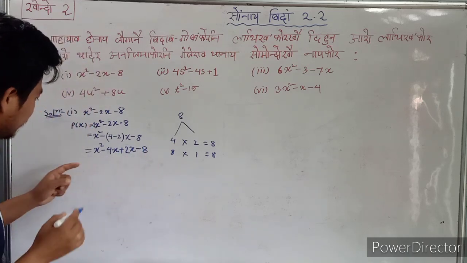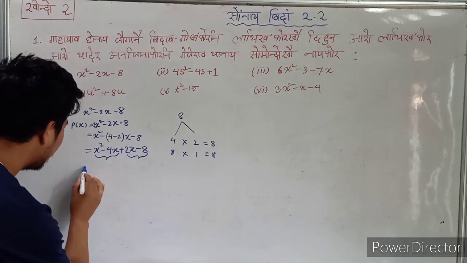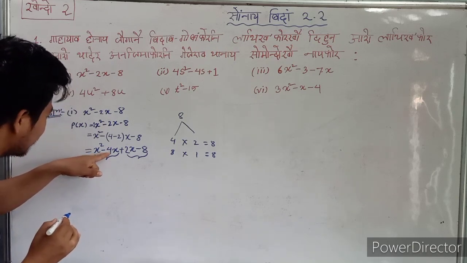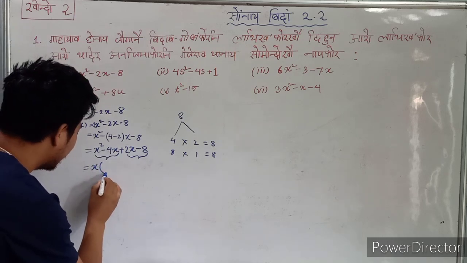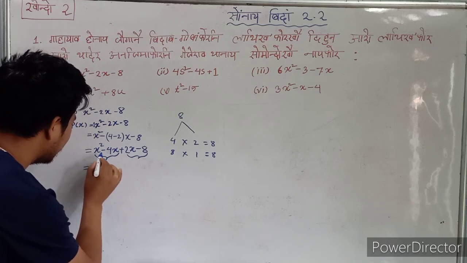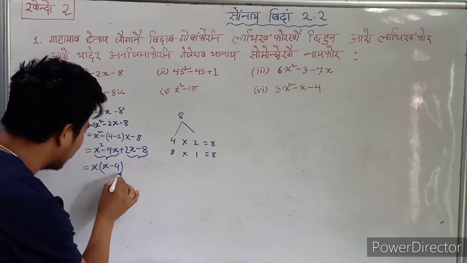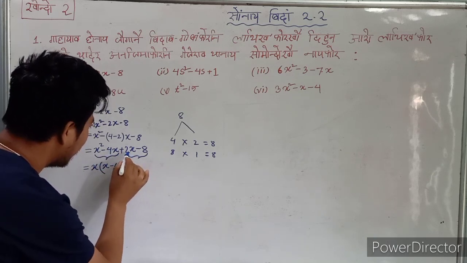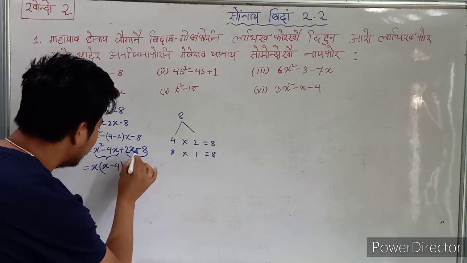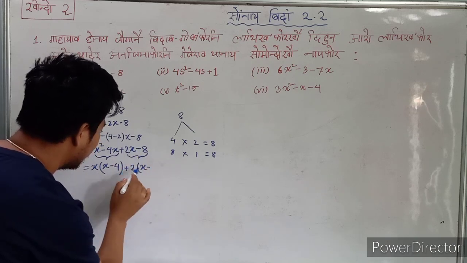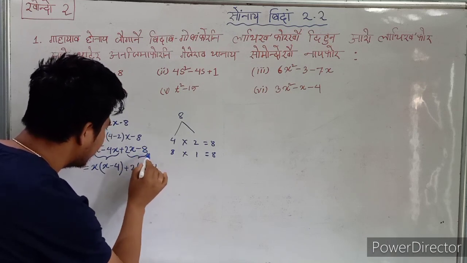So taking x common, we get x common, then x common again. x minus 4, plus 2 common, we have 2 common, so we have 2 by x minus 4.